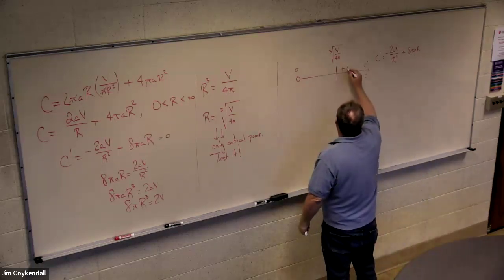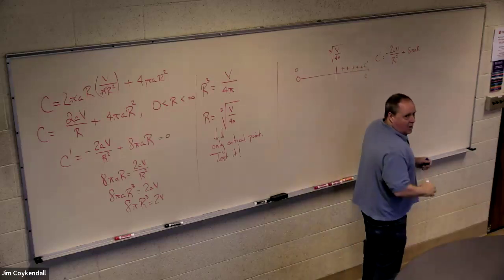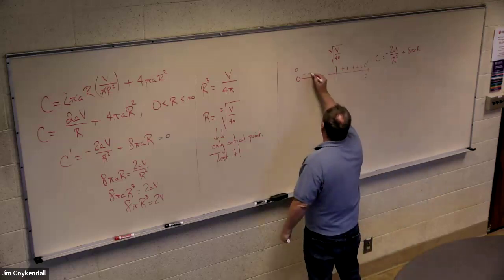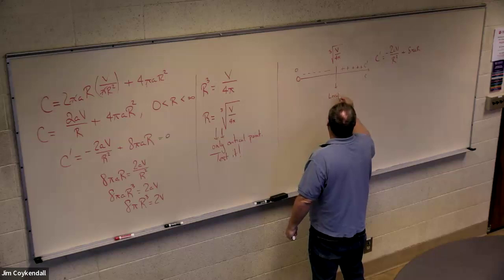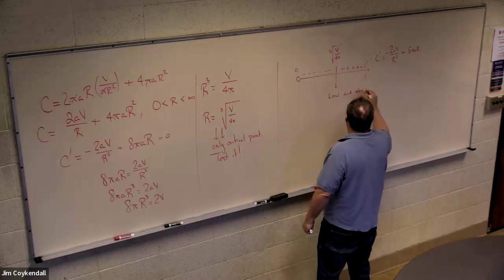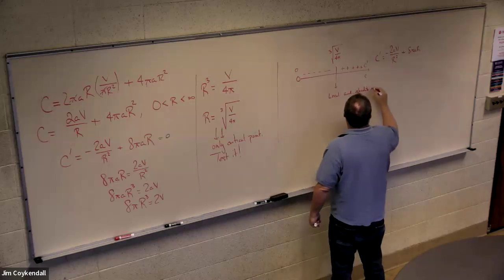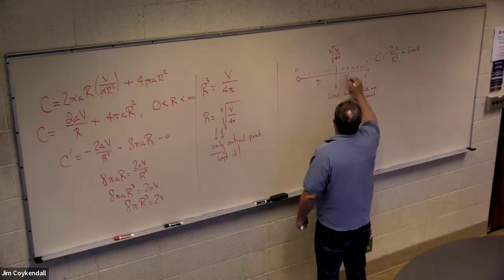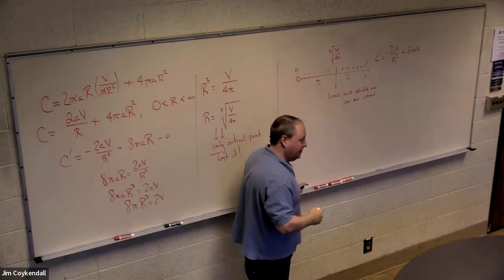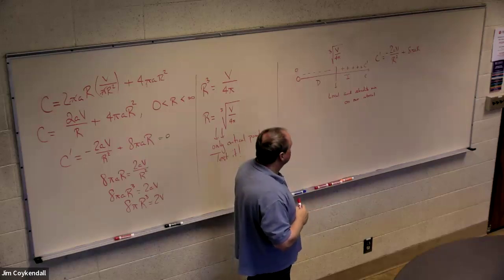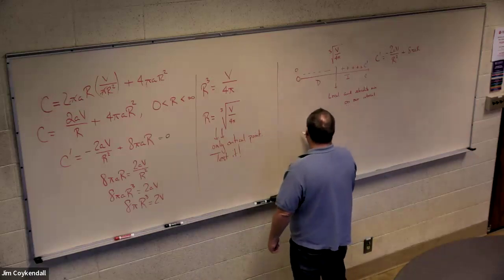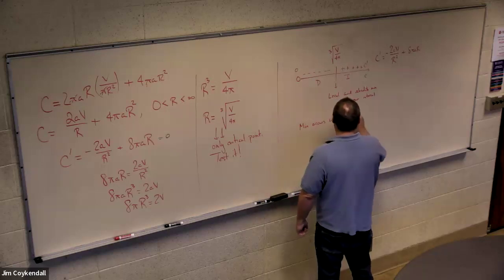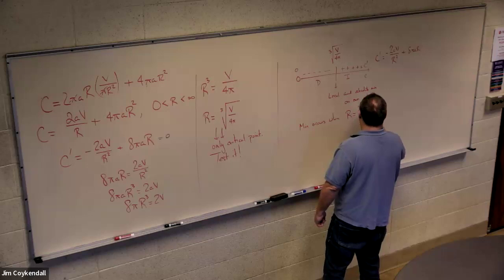So on this side of the critical number, it'd be positive. What happens when r is very close to zero? This is a huge negative number, and this is almost zero. So this gives a local and absolute minimum. It goes down, and then it goes up. So minimum occurs when r is equal to the cube root of V over 4 pi.